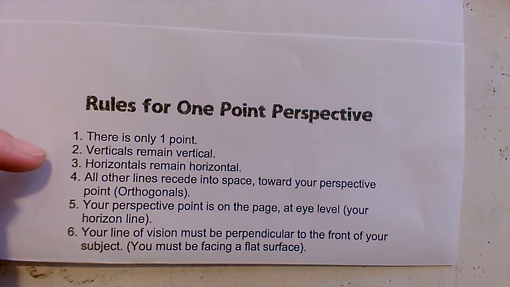Number 2, verticals remain vertical, and 3, horizontals remain horizontal. I will show you those in a second. Anything that's not a vertical or a horizontal is going to be going off to your perspective point, and we call all of those lines orthogonals in both 1 point perspective and 2 point perspective.